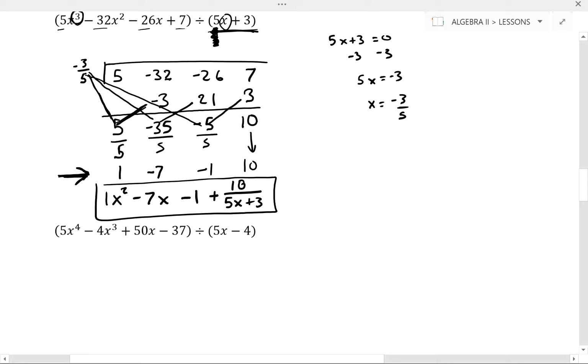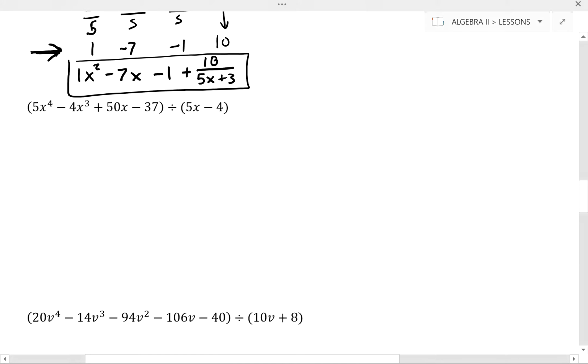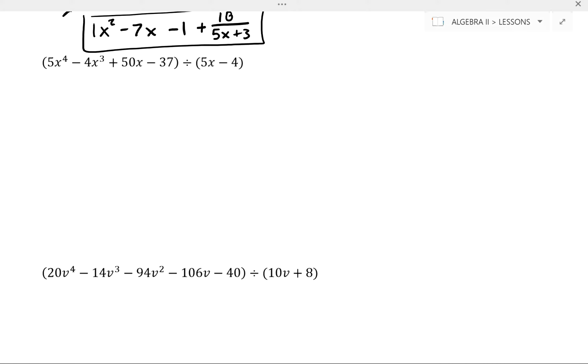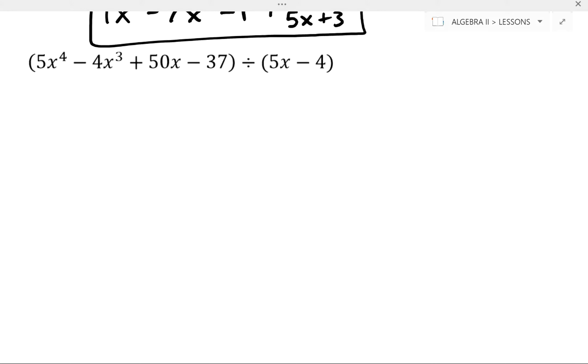Let's go ahead and take a look at another example. Next example here, we've got 5x to the fourth minus 4x to the third plus 50x minus 37 divided by 5x minus 4.